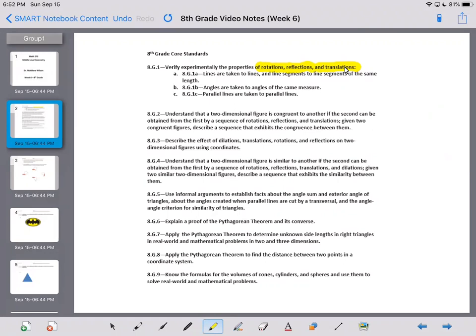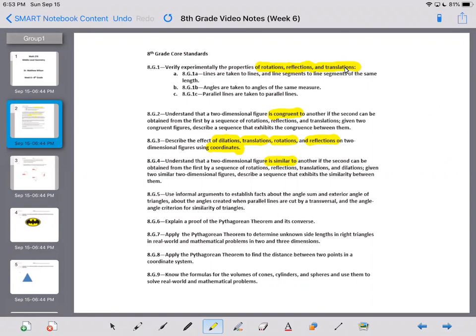Here you can see 8.G.3, you're looking at the effects of dilations, translations, rotations, and reflections on two-dimensional figures. We'll also look at that in the coordinate plane. We'll also look at congruence and similarity. So here we're looking at in 8.G.2, we're looking at a two-dimensional figure is congruent if it goes through certain parts of different transformations like the rotations, reflections, and translations.